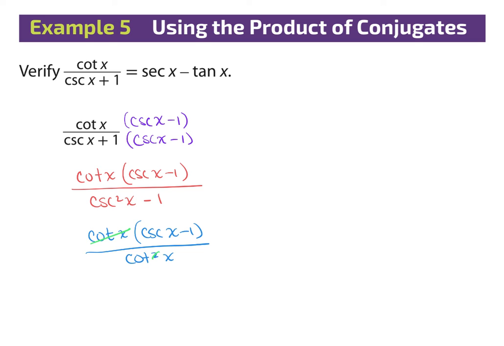I can cancel out one of those cotangents, and I'm going to do exactly what I did before. I have a binomial on top. I'm going to split it up, keeping my denominator. So I'm going to say cosecant x over cotangent of x minus 1 over cotangent of x.